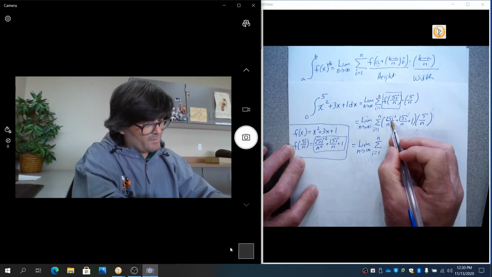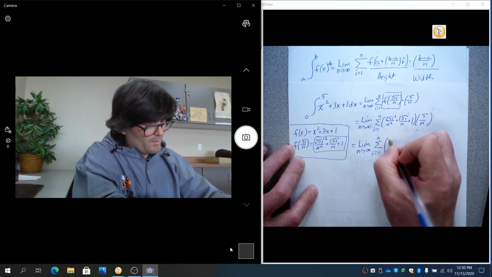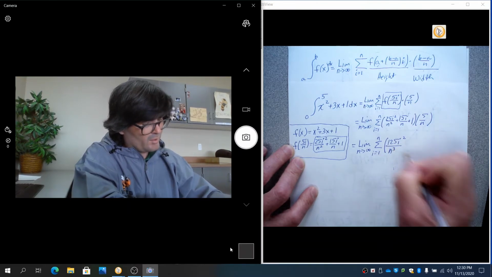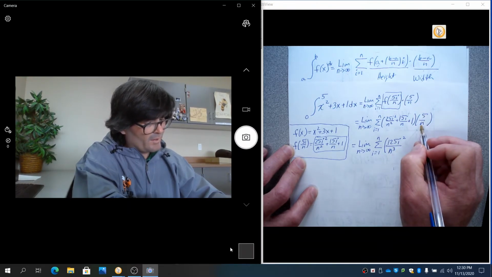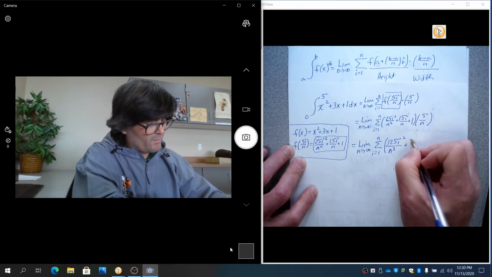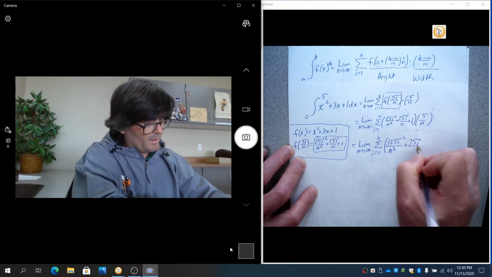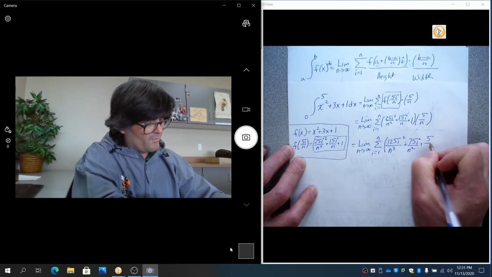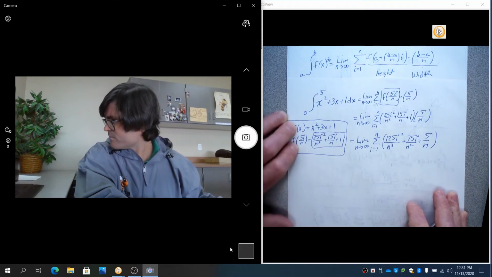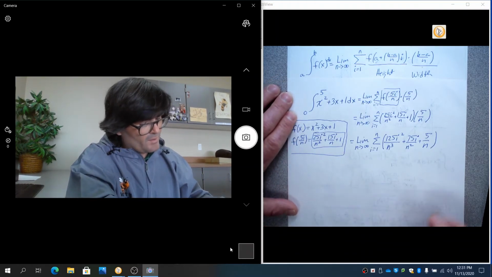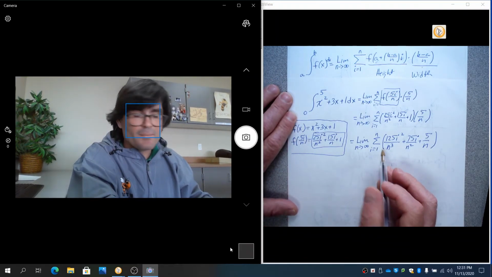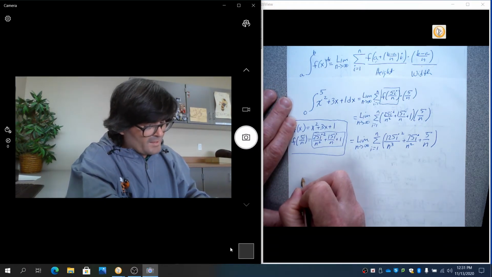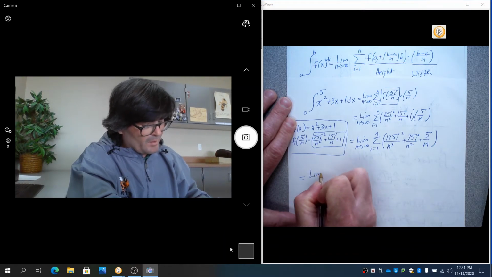5 over n times this with the distributive property is going to be 125i squared over n cubed. 5 over n times 15i over n is 75i over n squared, and then 5 over n. So we're going to split this up into 3 sums. I'm going to keep the i in the sum, take everything else out, and then I'll use my formulas that I just introduced a moment ago.